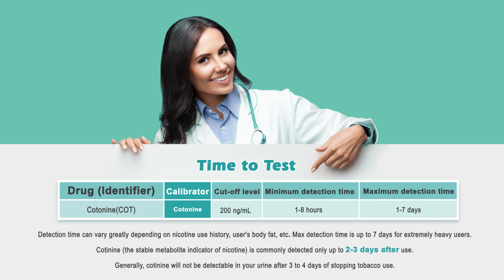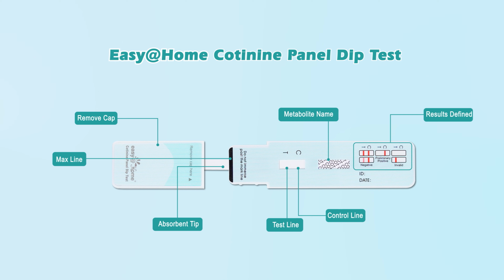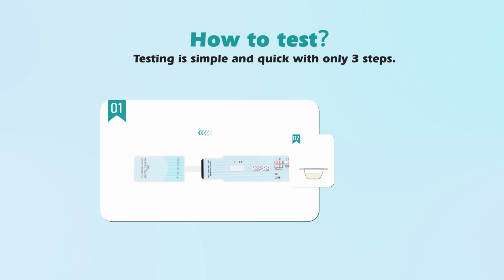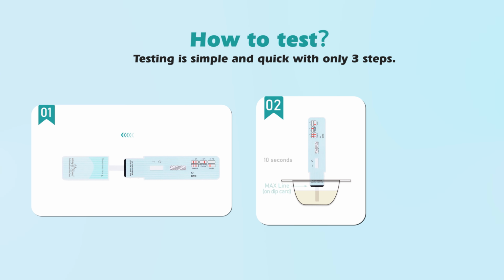The minimum detection time is 1 to 8 hours after consumption of nicotine and 1 to 7 days maximum for heavy users. Testing is simple and quick with only 3 easy steps. Open the sealed pouch and remove the cap from the test strip. Dip the absorbent end of the strip in the urine sample for 10 seconds. Be sure you do not pass the mark line indicated by the black line.